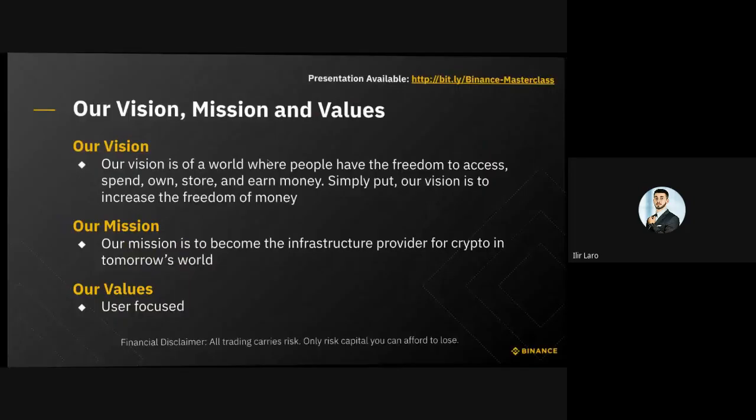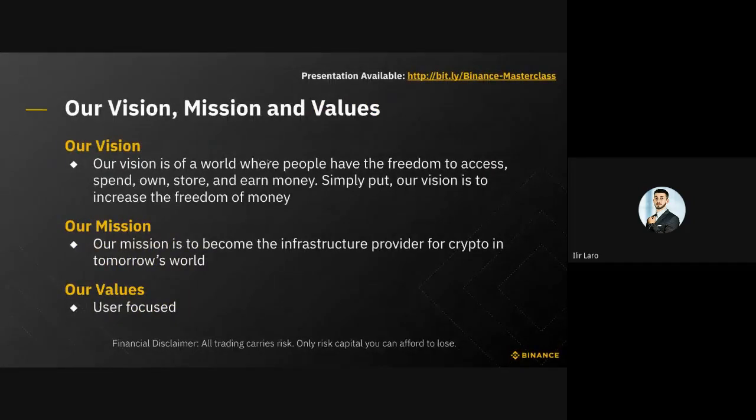Moving on to our vision, mission, and core values, I think what differentiates Binance from other crypto asset players is that our vision is of a world where people have the freedom to access, spend, own, store, and earn money. Our vision is to increase this freedom of money, allowing people to become sovereign over their wealth. How that aligns with our mission is we want to become the infrastructure provider for crypto in tomorrow's world. This heavily falls in line with our core values of being user focused.